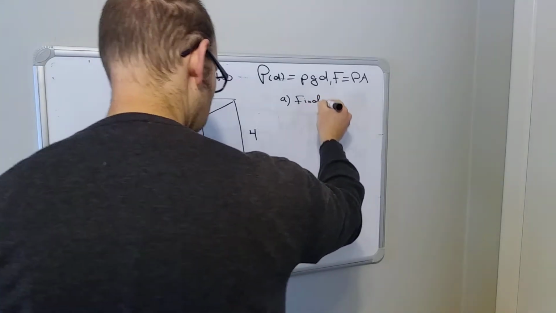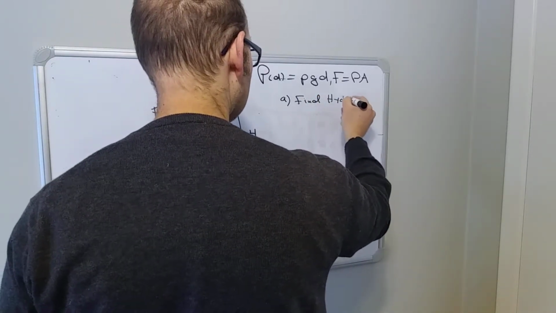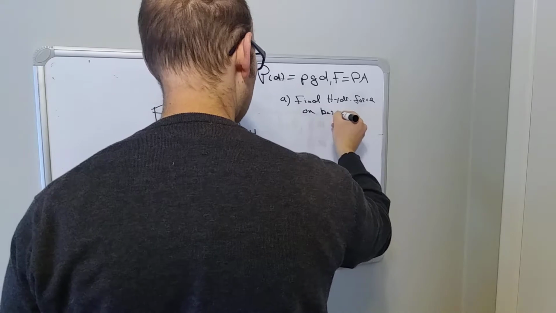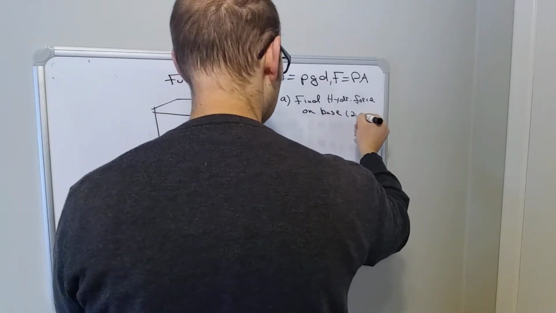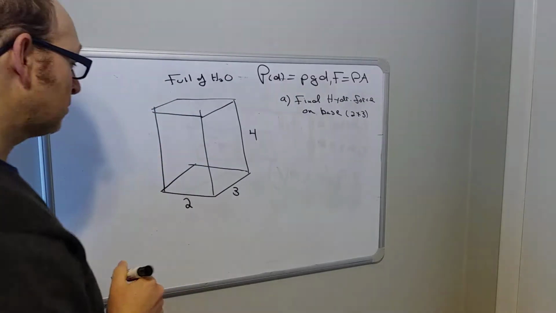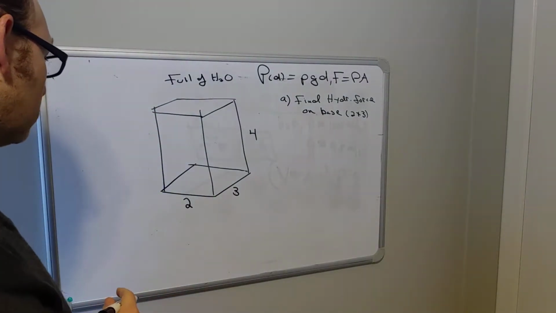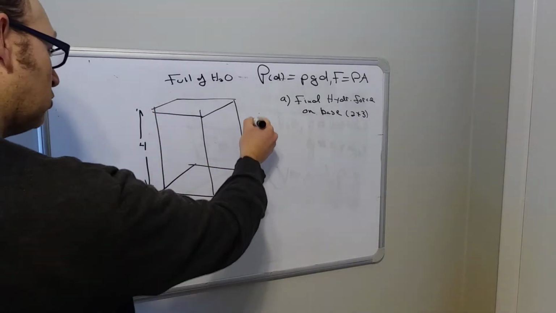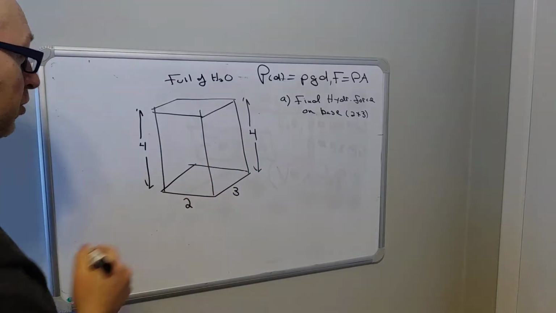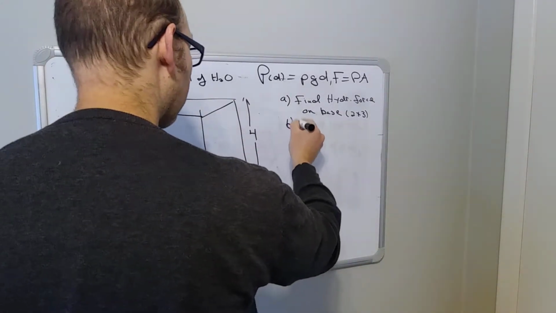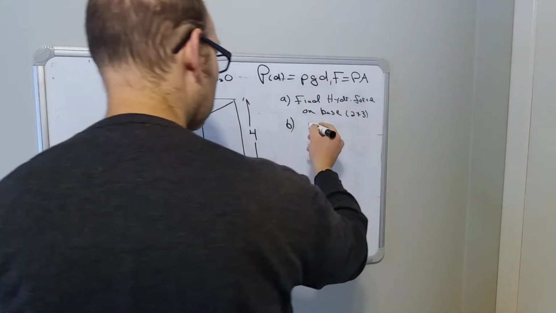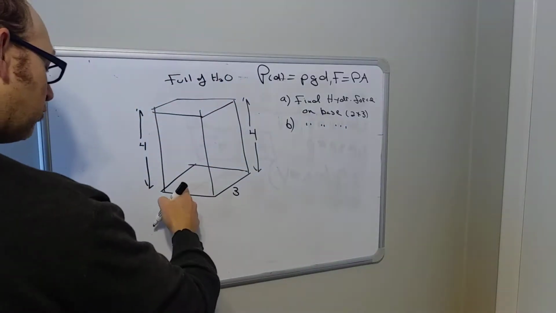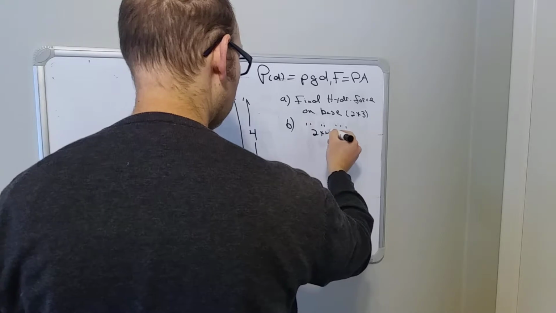Find the hydrostatic force, I'll abbreviate it a little bit, on the base. The base is the 2 by 3 area there. And we only have to do one side. So how about the 2 by 4 side right here? And I duplicated this height of 4 over here. So part B, let's find the hydrostatic force on the front face, on the 2 by 4 face.